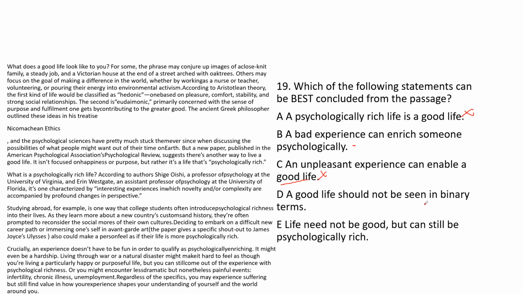Option D, a good life should not be seen in binary terms. The author nowhere discusses what can be seen in black and white, or having or not having. So this also goes out. Option E, life need not be good but can still be psychologically rich. This is too generic, the author never discusses it, so this also goes out. Hence the answer is option B.